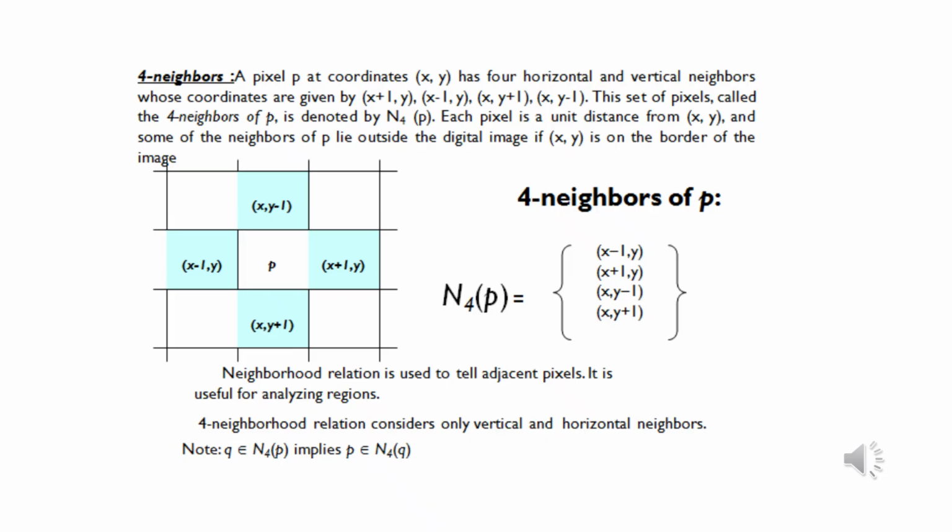So neighborhood relation is used to tell what are the adjacent pixels for any pixel. These are useful for analyzing various regions of the image. The neighborhood relation considers only vertical and horizontal neighbors. So these pixels only represent 4 neighbors of P.